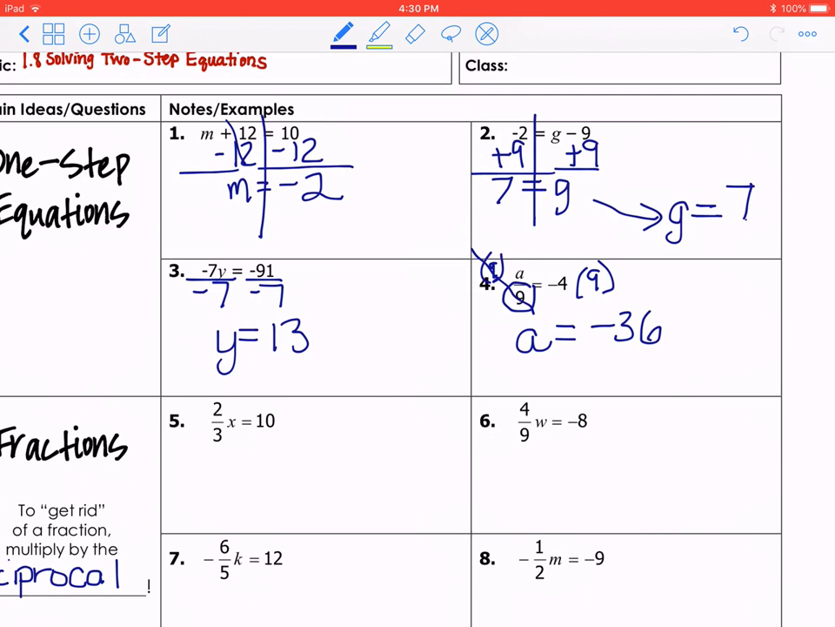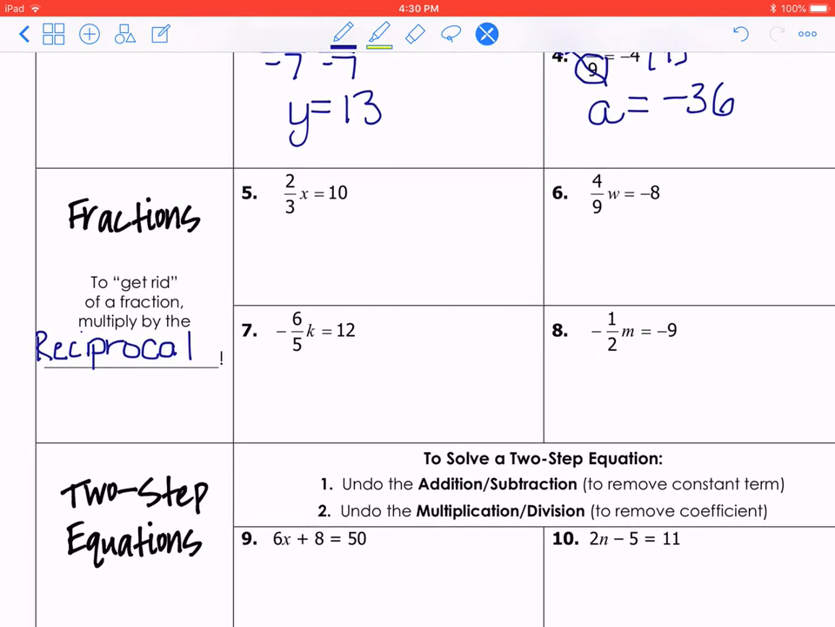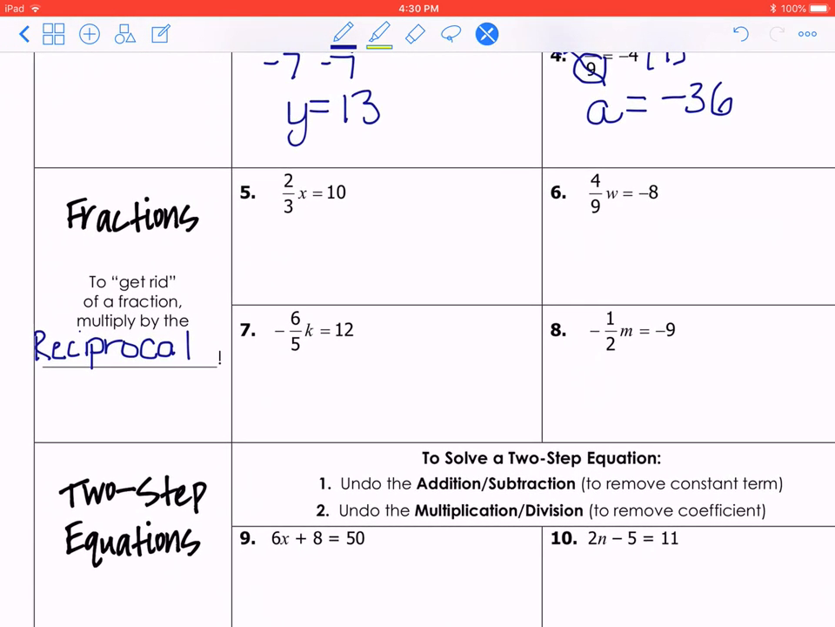Okay, so that's old stuff. The next section is fractions, and it says on the left, to get rid of a fraction, we're going to multiply by the reciprocal, which is just a fancy way to say flip over. So what I mean by flip over, for number 5, we have the fraction 2/3. The reciprocal of 2/3 is going to be 3/2. So you're going to multiply each side by the flipped over fraction.